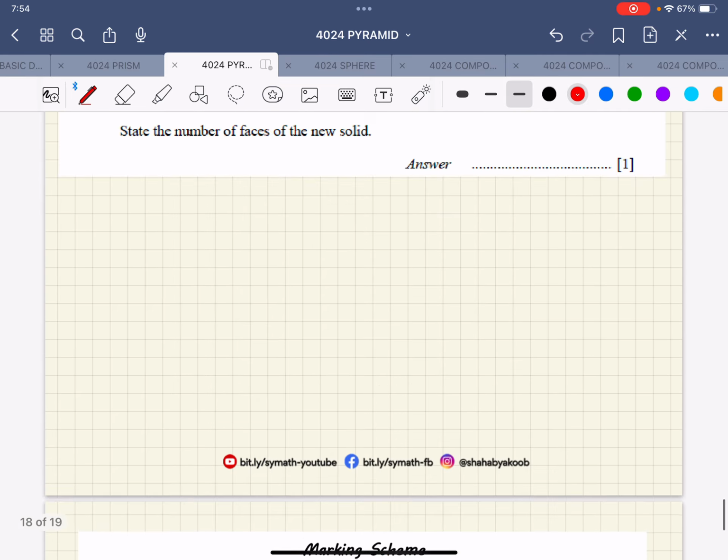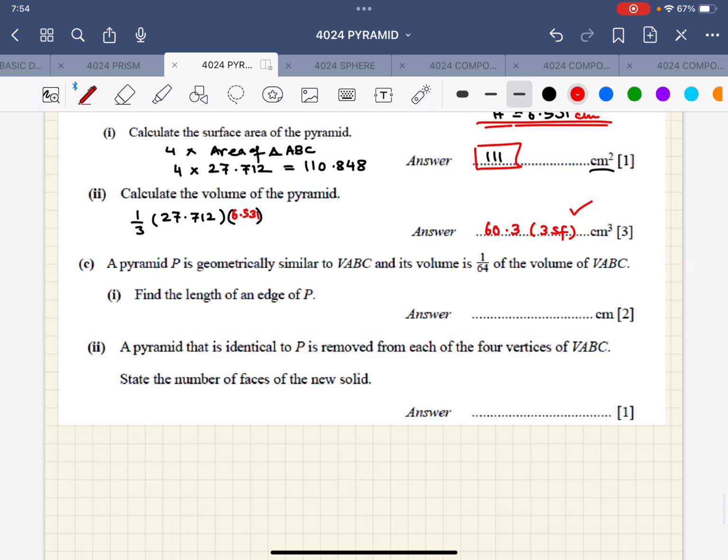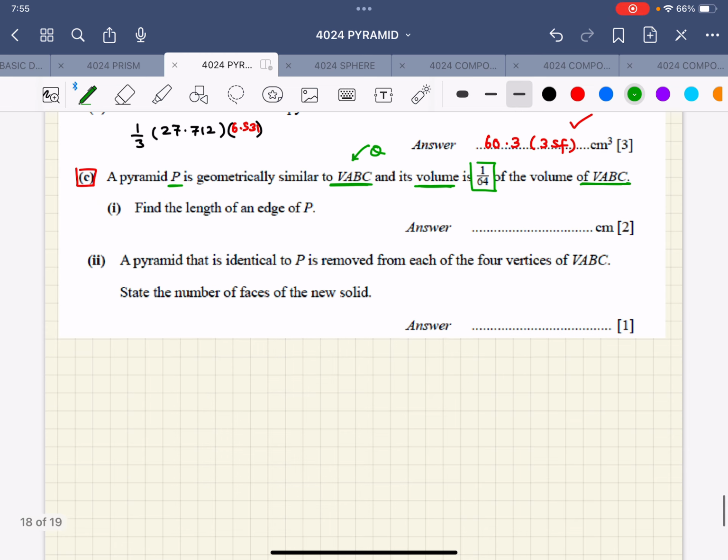Now it says, this is something to do with similarity. A pyramid P is geometrically similar to VABC and its volume is 1/64 of the volume of VABC. Now let me call this thing Q for simplicity. What it's saying is that VP is to VQ, its volume is 1/64. So this is 1:64. I can even write this as VP is 1/64 VQ.